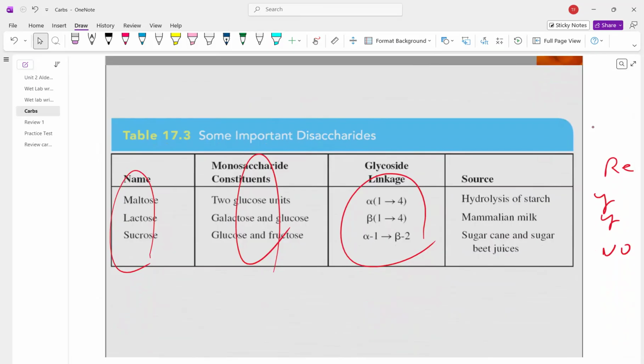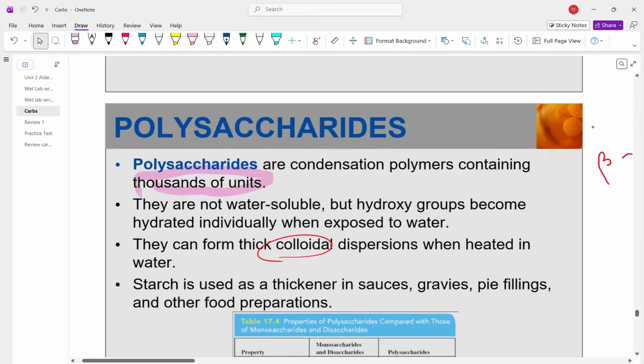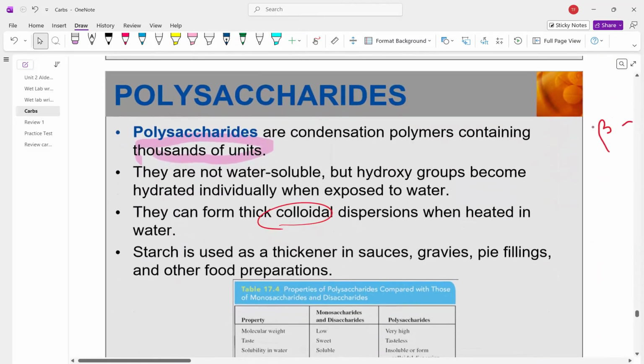So these are the three disaccharides you need to know. You need to know their linkage, you need to know whether they're reducing sugars or not, and why. And then we're going to get to polysaccharides. Polysaccharides are typically things like starch, cellulose, glycogen. Those are the three polysaccharides.